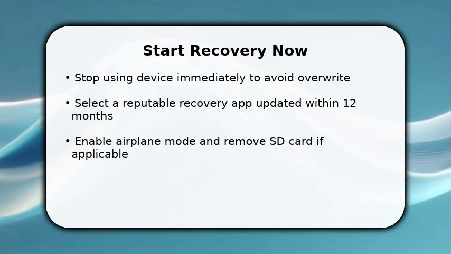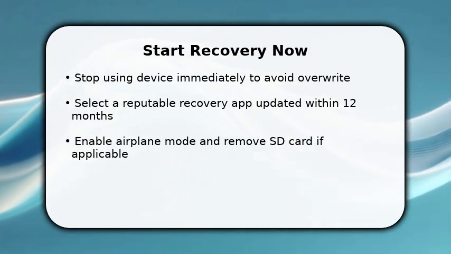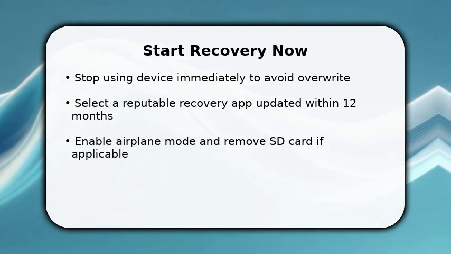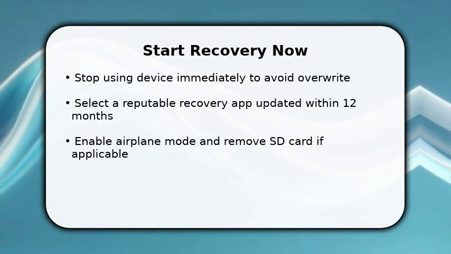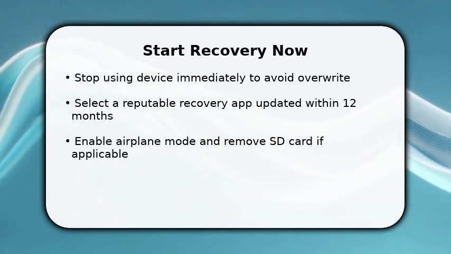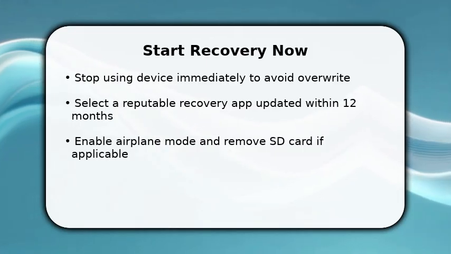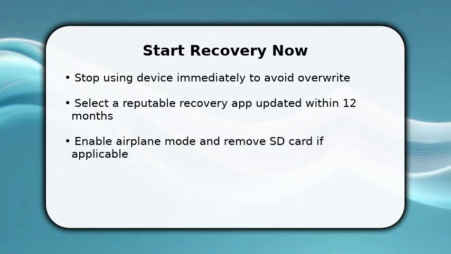Enjoy the video. You need to act right away. Stop saving files and switch the device to airplane mode to prevent overwrites. Install a current, well-reviewed photo recovery app updated in the last 12 months. Once installed, grant only the permissions required for scanning. Avoid full backups until you see recoverable items.